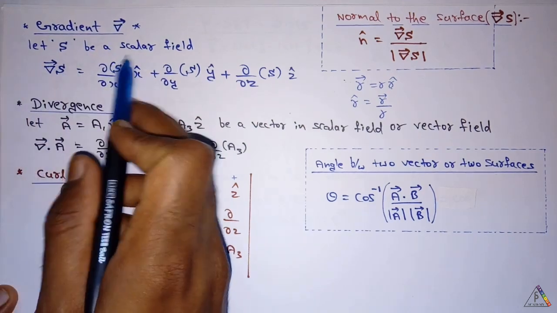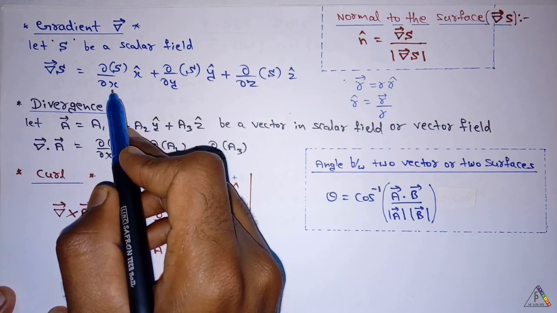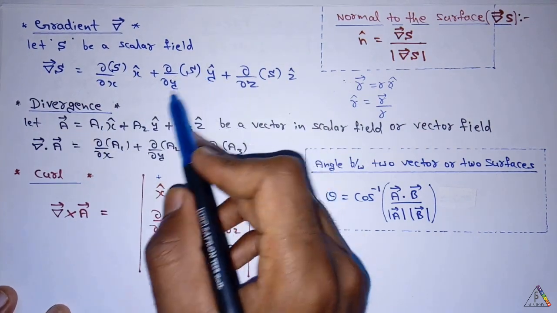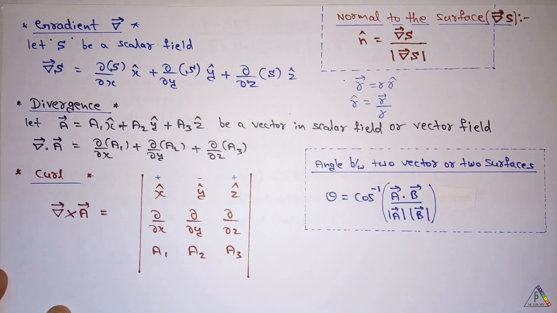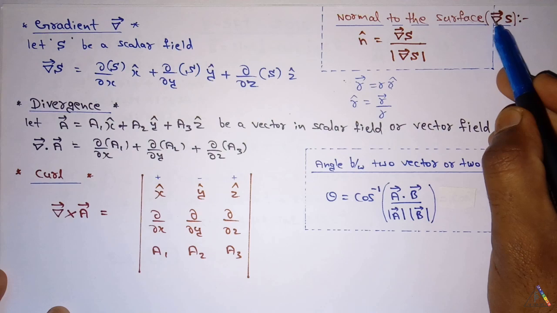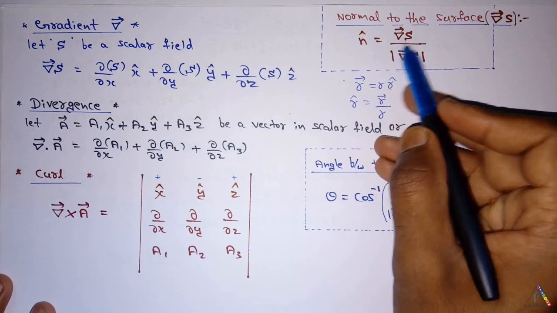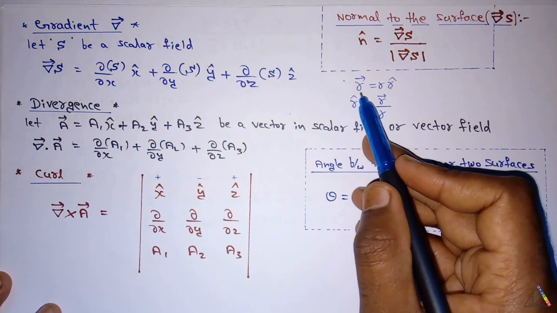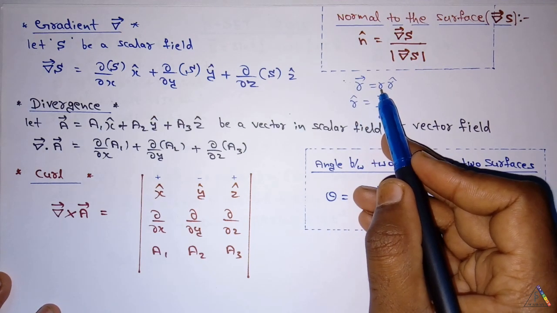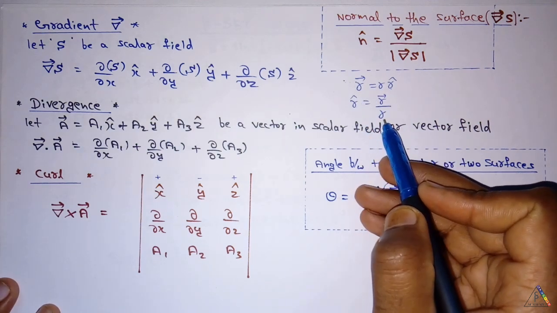This gradient operation over the scalar field S, del bar S, is equal to dou S by dou x into x cap plus dou S by dou y into y cap plus dou S by dou z into z cap. The direction to any surface will always be normal to the surface, and the unit vector along this del bar S, that is n cap, is equal to its vector divided by the magnitude of that vector. Similarly, if r vector is equal to r into r cap, where r is the magnitude and r cap is the unit vector, then the unit vector is equal to r vector divided by this magnitude.